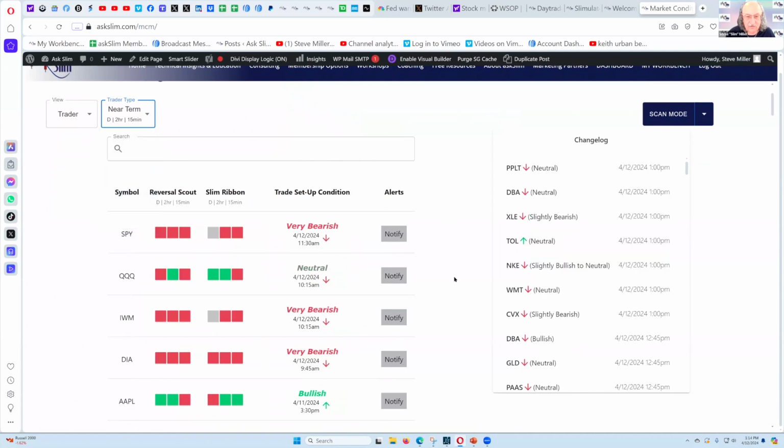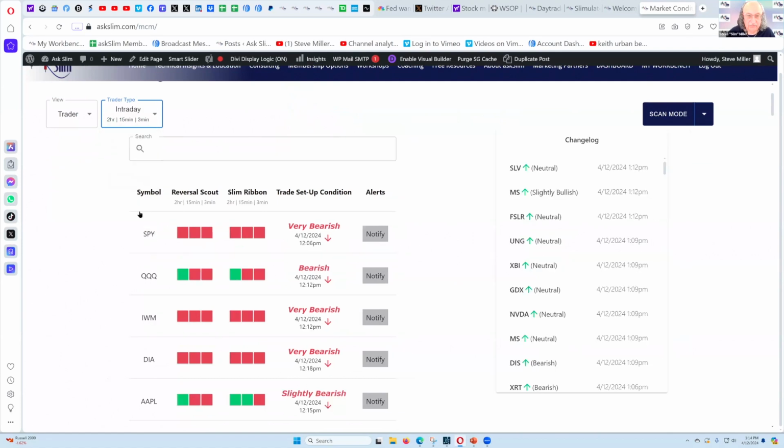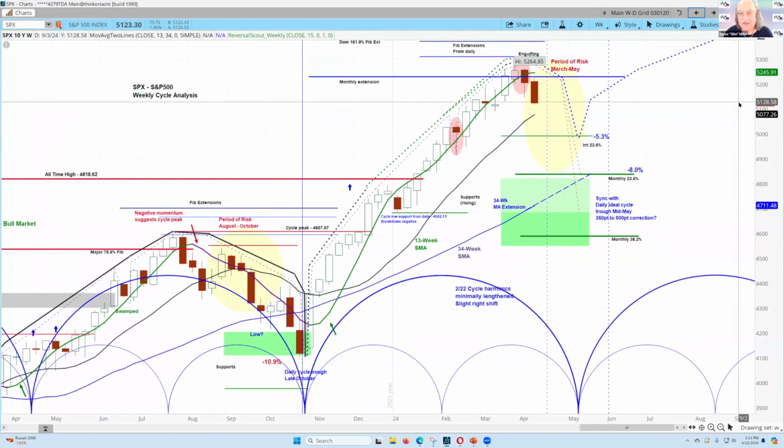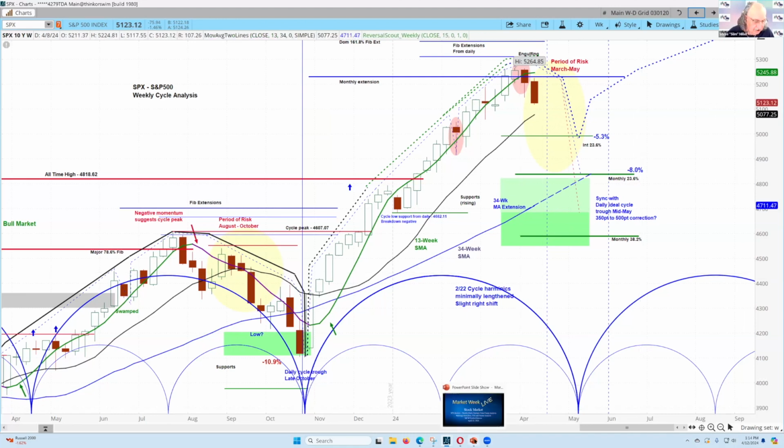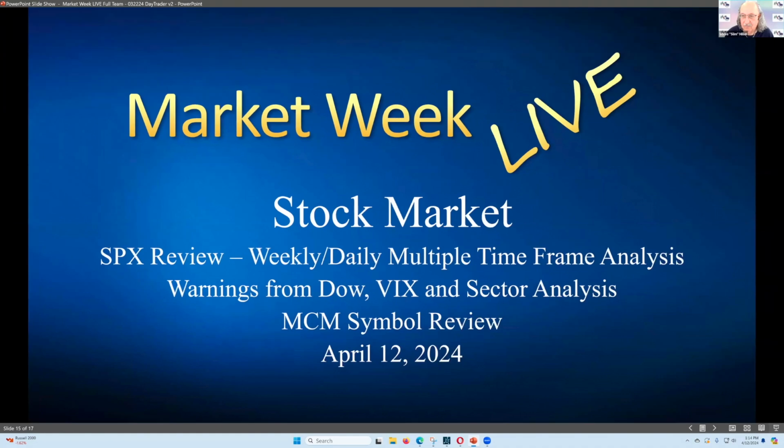You can see that QQQ has not turned bearish yet, but the SPY, the IWM, and the DIA are very bearish. You can see right over there. And just for the intraday traders, short term, look at that. Very bearish. The QQQ not quite getting the very bearish. And that is a look at the S&P 500 again, and our market condition monitor, which is just absolutely mind-boggling.